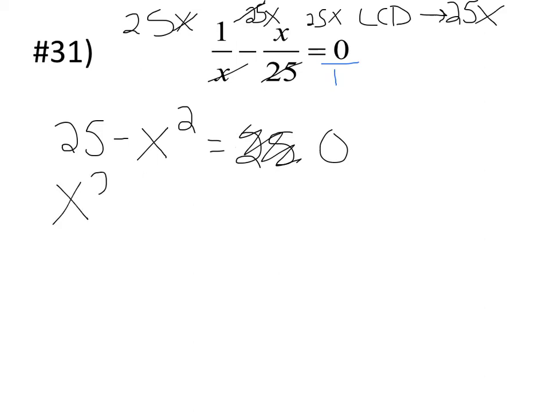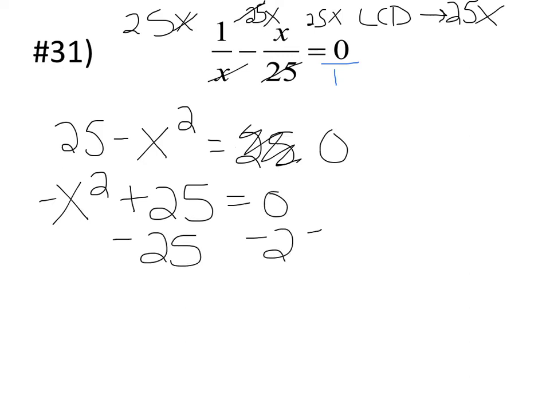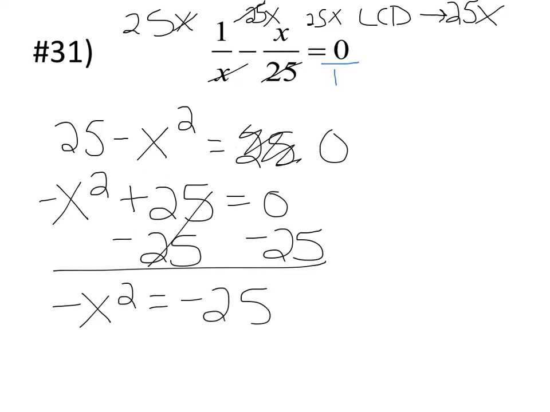25x times 0 is just 0. So you have x squared, negative x squared, plus 25 is equal to 0. So subtract 25 from both sides. You get negative x squared is equal to negative 25.